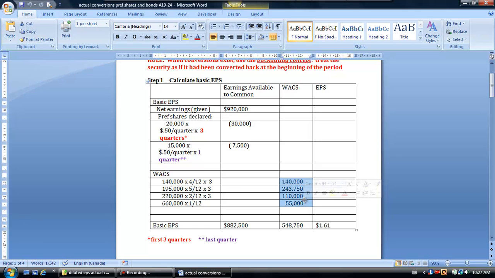So this is our weighted average common shares for the first 4 months, the next 5, the next 2, and the last. We now have in total for our WACS calculation for our basic EPS 548,750 shares. So when we calculate our basic EPS, we're going to get $1.61 a share. You may want to go back and review this again, and perhaps even review some of the share dividend and share split questions that we posted as refreshers for you to help you calculate basic EPS.